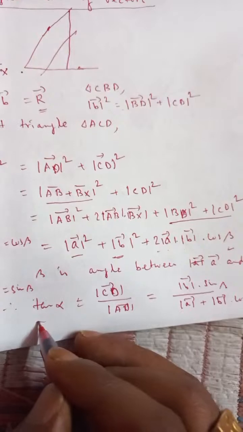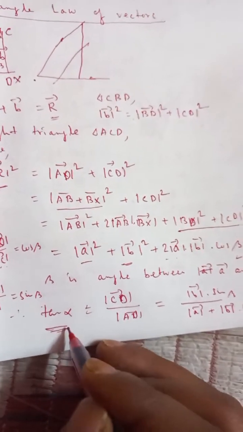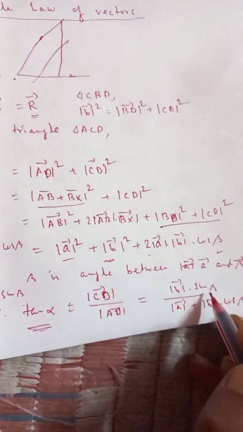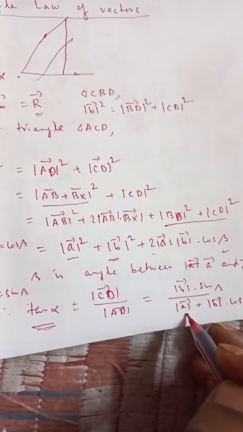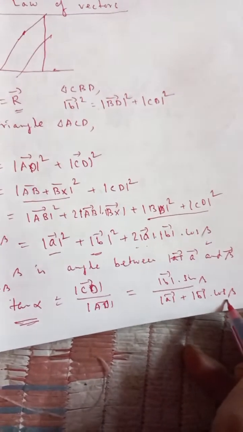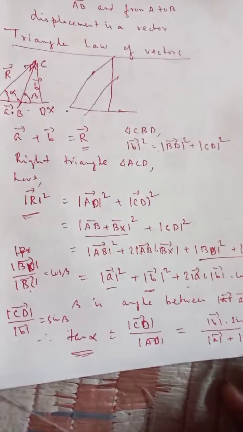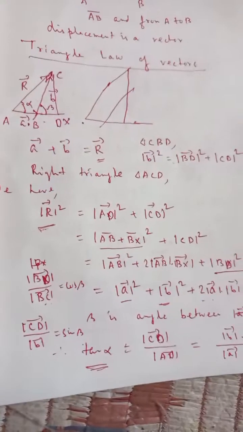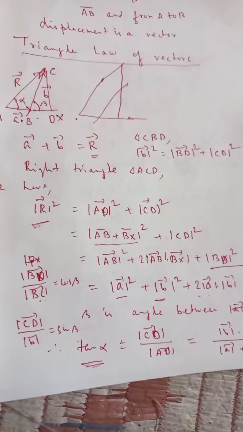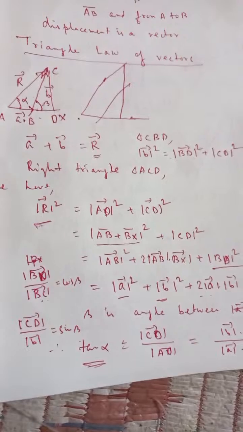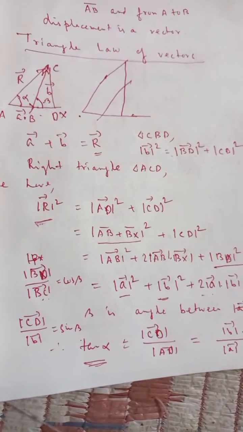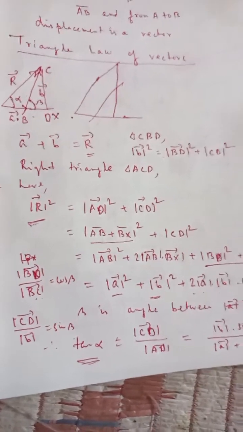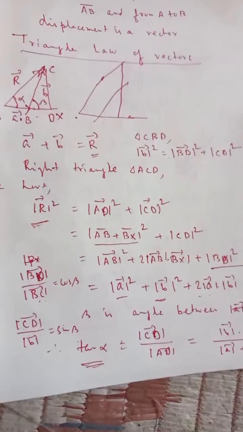So this is the direction of the resultant vector. Tan alpha is equal to mod of B vector sin beta by mod of A vector plus mod of B vector cos beta. So in this way, triangle's law is established and the resultant direction and magnitude can be deduced.